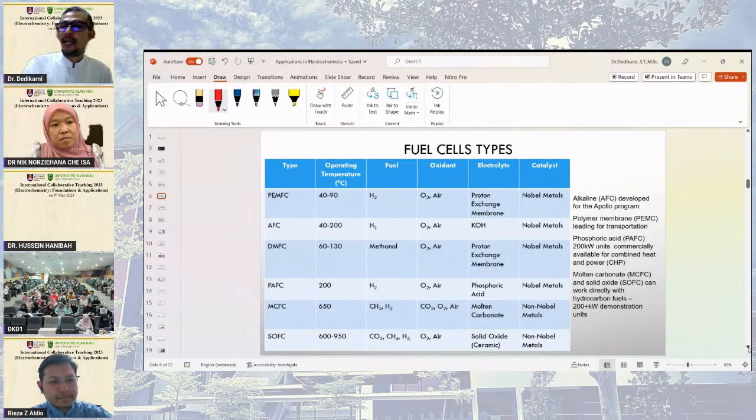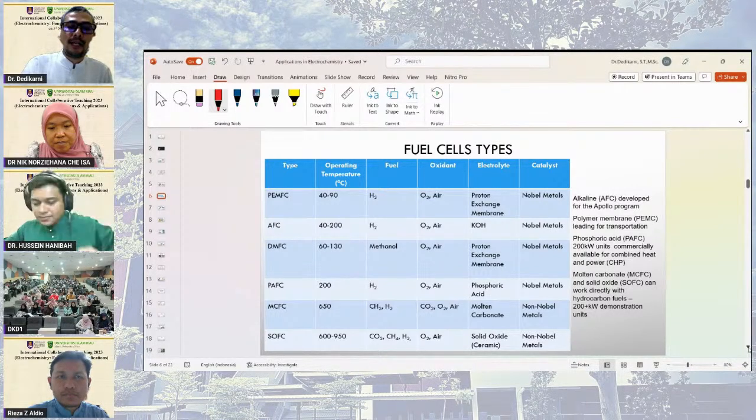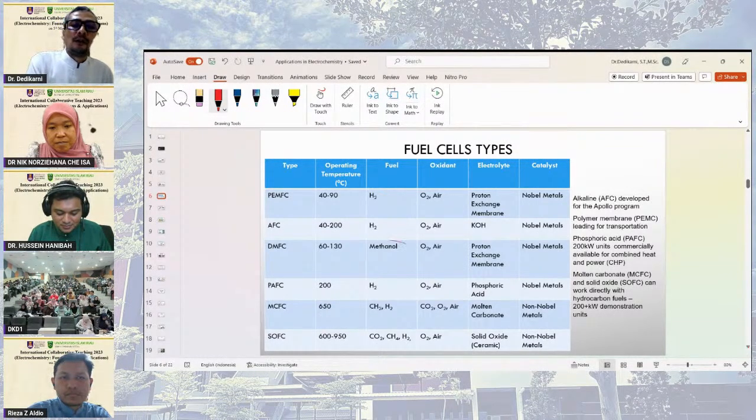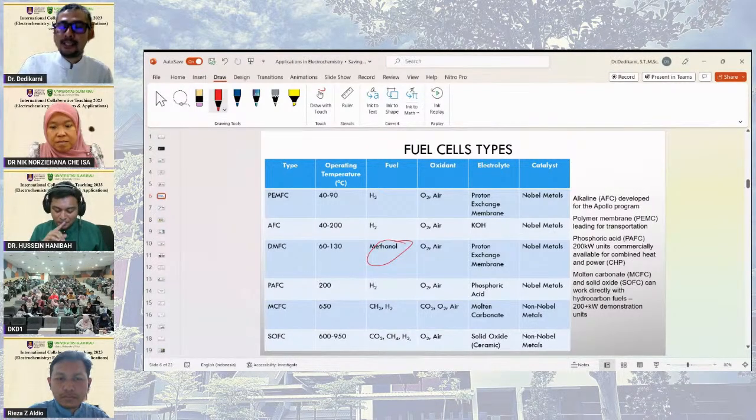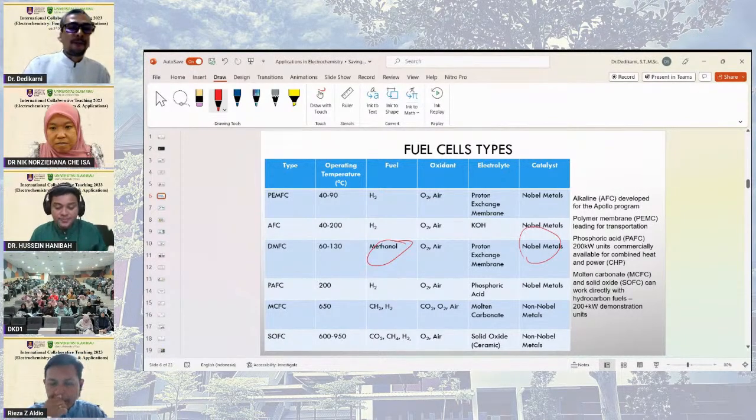Thirdly, the direct methanol fuel cell. This is micro methanol. It needs 60 until 130 operating temperature with methanol as fuel and oxygen or air as the oxidant, still a proton exchange membrane as electrolyte, still needs the noble metals. This is noble metal for the catalyst.